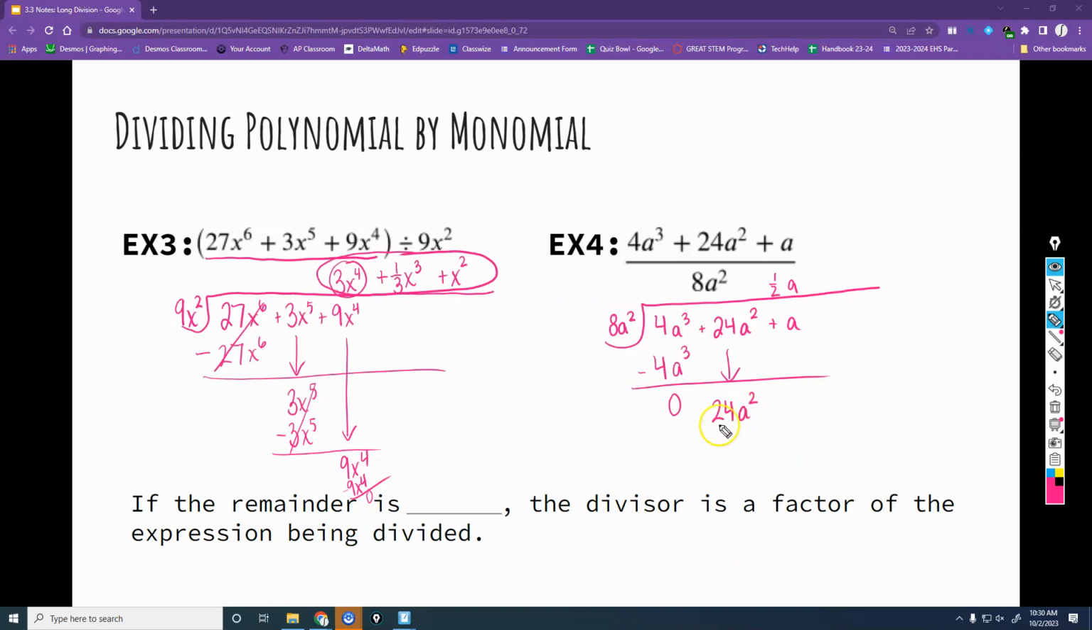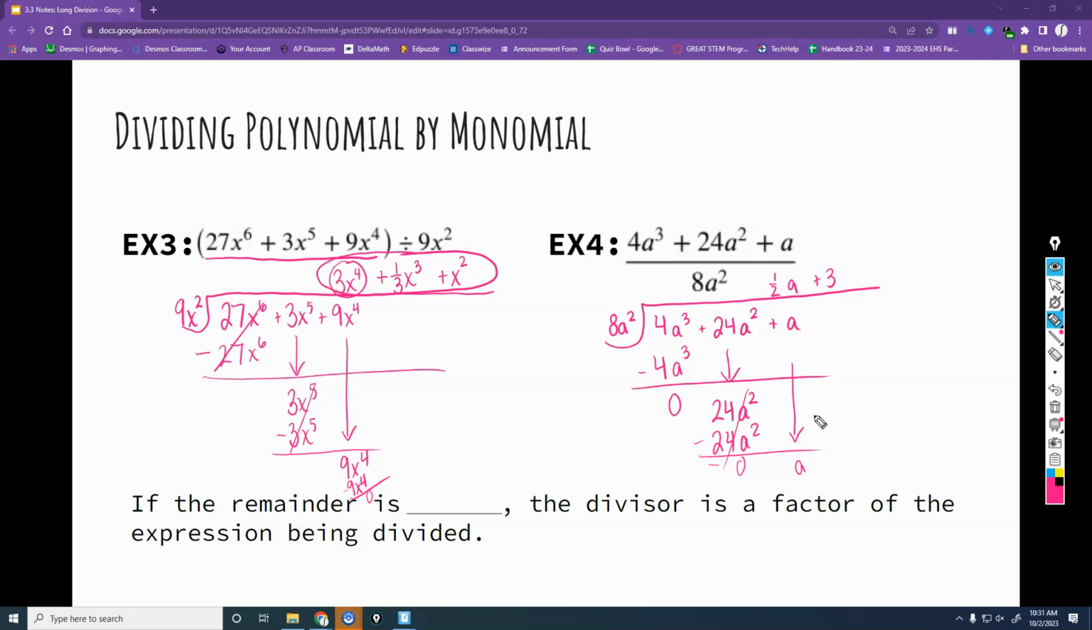So now I'm asking myself, what number times a squared would give me 24a squared? 3. All right, so just a 3, because I already got enough a's, right? 3 times 8a squared gives me 24a squared. Subtract, get 0. Bring down. Now, what number times 8a squared would give us a?